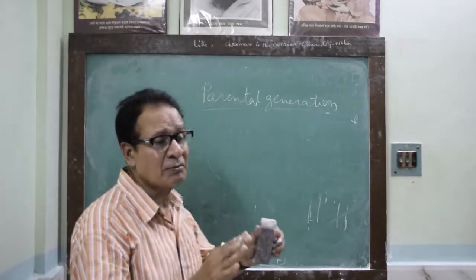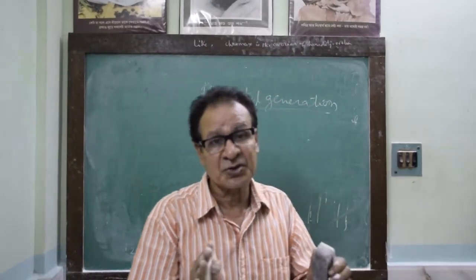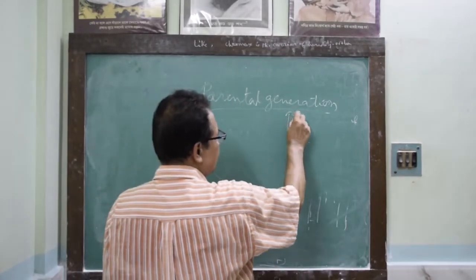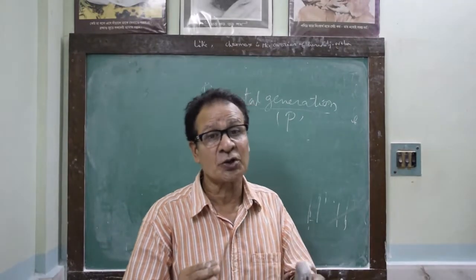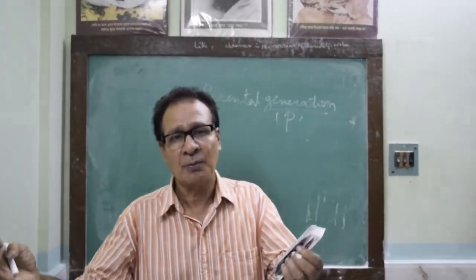Parental generation is the generation from which a cross starts, and it is denoted by P. Generally, parental generation starts with pure line variety, that is both pure tall and pure dwarf.